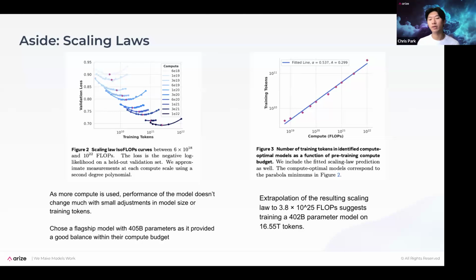And according to these evaluations, they chose the flagship model with 405 billion parameters because it provided a good balance within their compute budget. Extrapolating from this, with the computational power they had, they found that training a 402 billion parameter model would be optimal with 16.5 trillion tokens, which is close to what they have. So it's approximately compute optimal. And they emphasize these scaling laws a little bit in the paper, which I think is interesting, and provides a good background into the choices that they made.